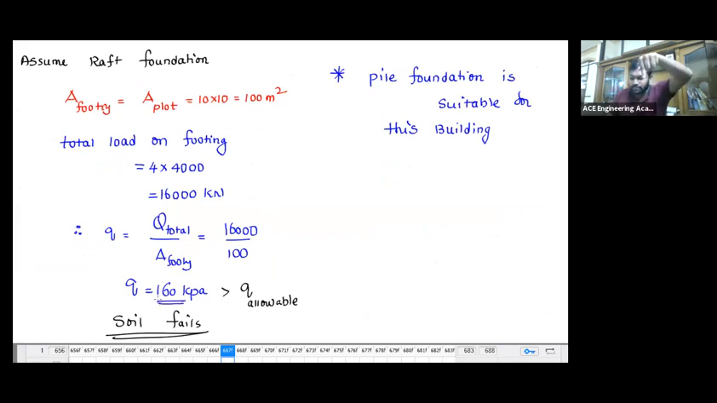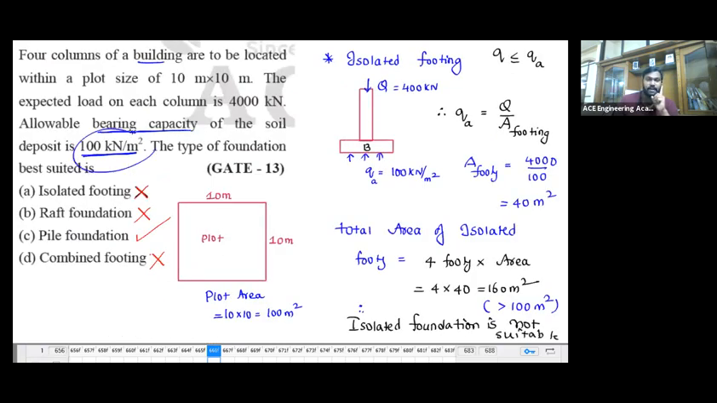Now, for the total load, if I provide the total area, the pressure coming on the soil is 160, but the allowable bearing pressure is only 100, right? So if I construct a raft, it is going to transfer more pressure. So raft is also not going to be possible. Then we go for the pile foundation. Sir, why do we go for the pile foundation? In the case of the pile foundation, the bearing capacity is not equal to 100.